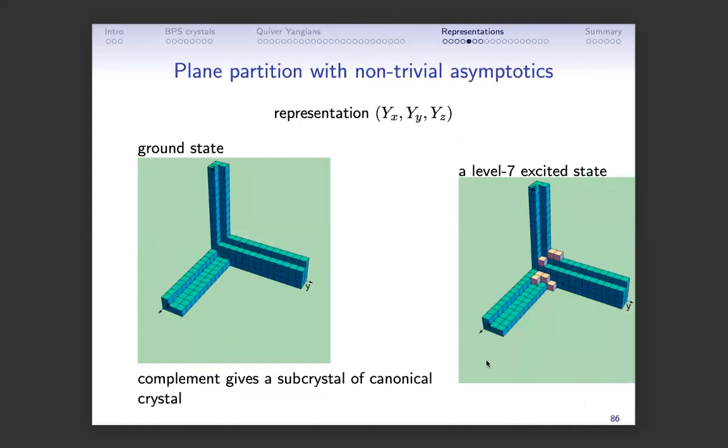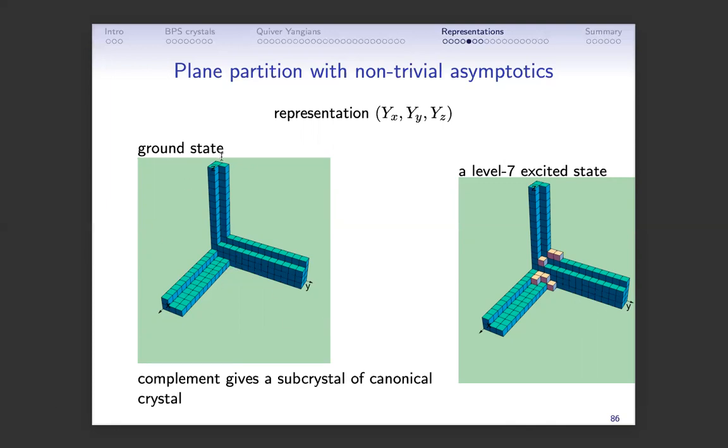But you can also have non-trivial asymptotics along these three directions given by the three Young diagrams. So this is one example. This is the ground state, and this is the excited state. If you look at this ground state, the complement will be a subcrystal of the canonical crystal. So the canonical crystal fills this entire octant.